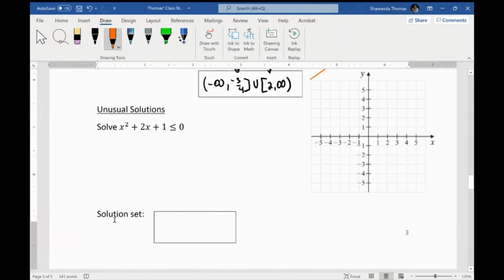Okay, for you to graph on it and everything. All right, let's go to this one. This one has an unusual solution. So let's go through the motions again. We have x squared plus 2x plus 1 less than or equal to 0. All right, we already have 0 on one side, so what do we do next?